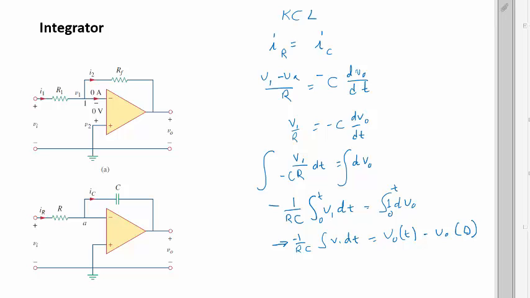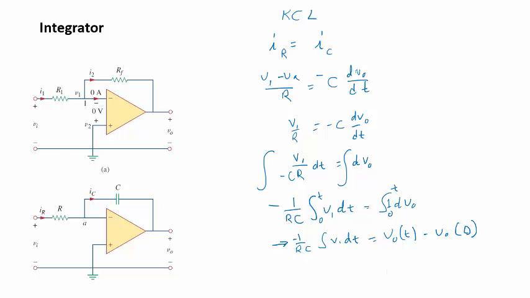And if we assume that the capacitor was initially discharged, which is a fair assumption in most cases, we get V out of t equals minus 1 over RC integral from 0 to t of the input, V1 of t dt. So this indeed shows that within a proportional constant that's related to the R and the C multiplied together, the V out will be the integral of the input voltage.